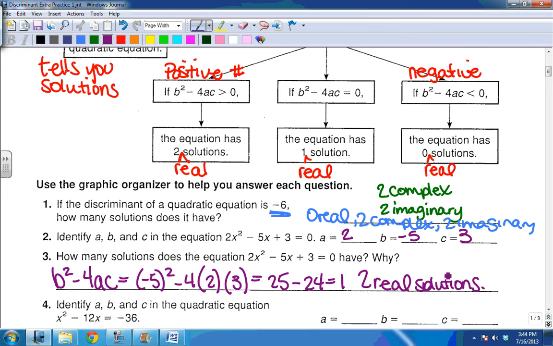So it's as simple as that. There they gave me the quadratic equation. I had to pick out my A, B, and C, calculate it, and I got 1. I would get 2 real solutions. If I worked out the actual quadratic formula, I would have 2 answers. That's where the 2 real solutions comes from.